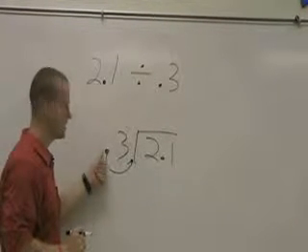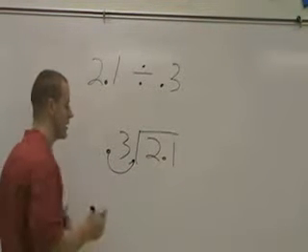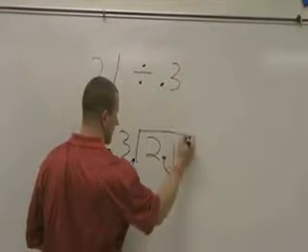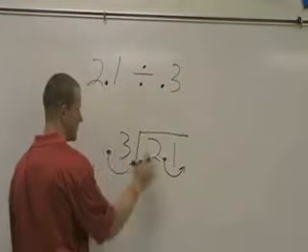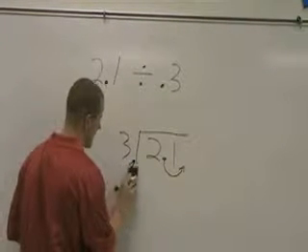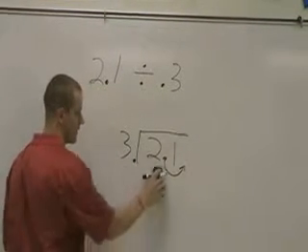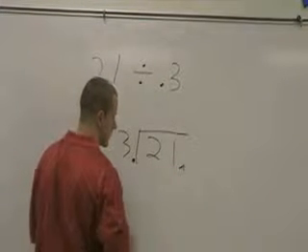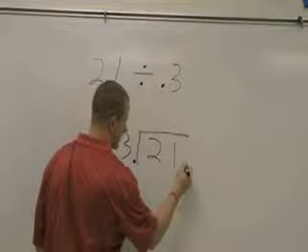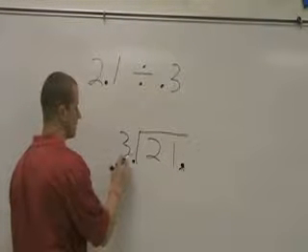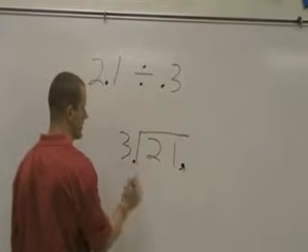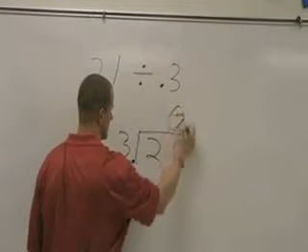If I move my decimal here, I also have to move it the same amount of space on the inside. So my decimal is no longer here, it's now there. On my dividend, my decimal is no longer here, it's now here. So my problem now reads 21 divided by 3. What's 21 divided by 3? My answer is 7.